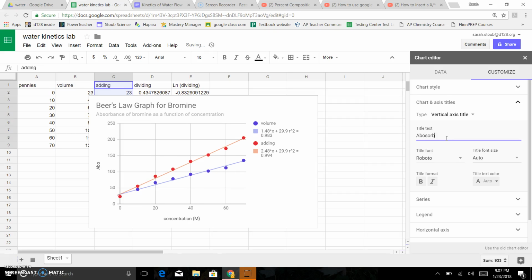Assuming that I'm looking at a Beer's law graph again. Man, this word is hard to type. Absorbance doesn't really have any units, so I'm not going to put any units in there. But now I've created a title, a subtitle that really tells you exactly what's going on in the graph, and I got an X and a Y. Looking pretty good.